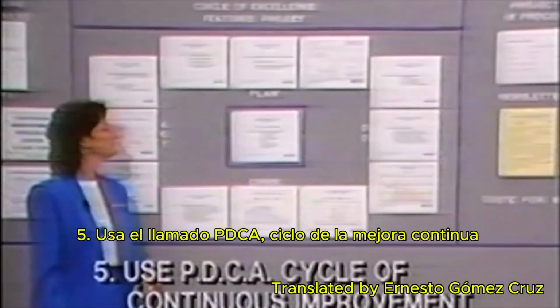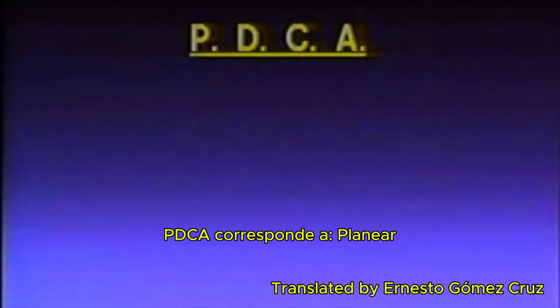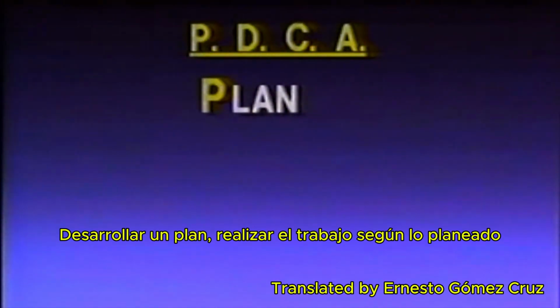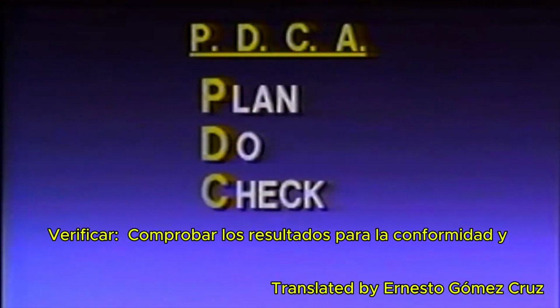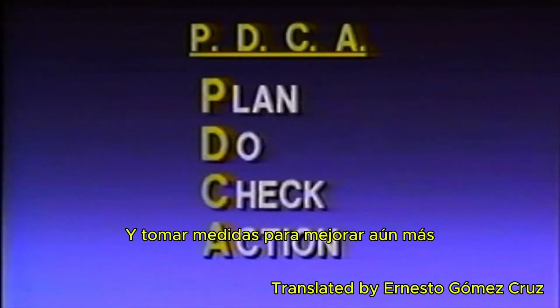5. Use the so-called PDCA cycle of continuous improvement every step of the way. PDCA corresponds to plan, develop a plan. Do, perform work as planned. Check the results for conformance. And action, analyze the results and take action for further improvement.